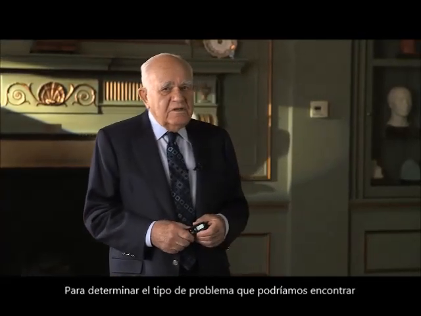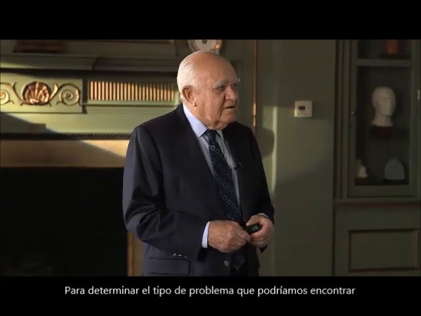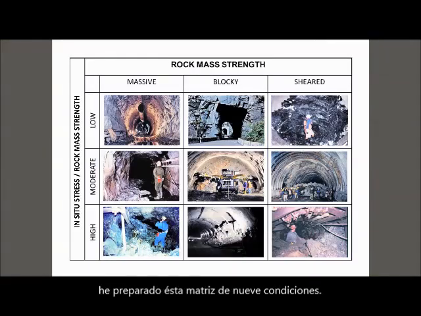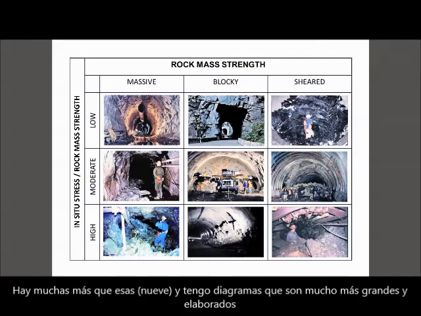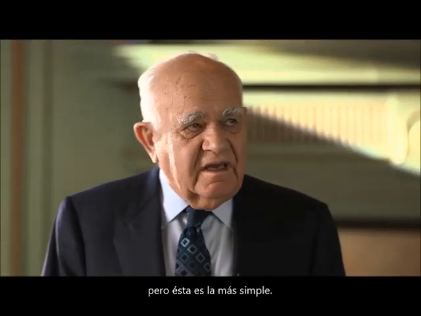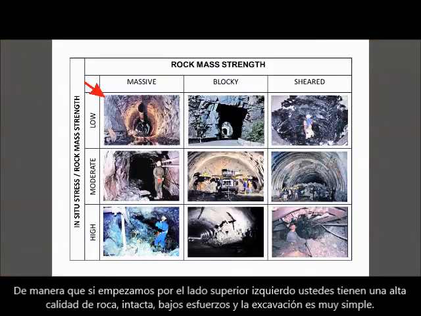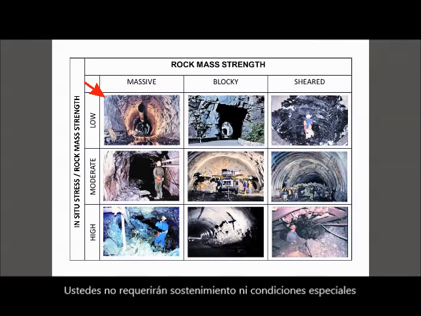In order to determine what kind of problem you might encounter, I've constructed this matrix of 9 conditions. There are many more than that, and I have diagrams which are much larger than this, but this is about as simple as I could make it. Starting at the top left, you have very high quality rock, intact, low stress, and the tunneling is very simple. You don't need support, you don't need any special conditions, you just go ahead and mine.